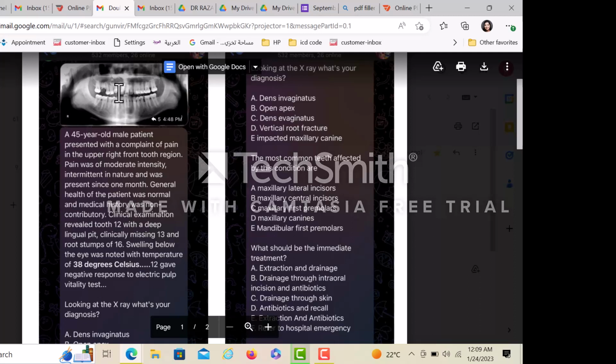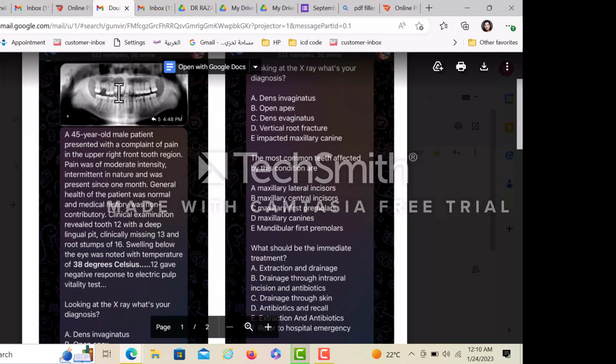Clinical examination revealed tooth 1-2 with a deep lingual pit. Clinically missing 1-3 and root stumps of 1-6. So here the keyword is lingual pit, deep lingual pit with relation to 1-2. Information about 1-3 and 1-6 is irrelevant to us right now because we are being bothered about the front area. Swelling below the eye was noted with temperature of 38 degrees Celsius. So the temperature around the skin below the eye was 38, but the general health of the patient was normal.